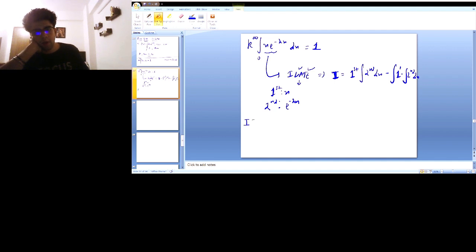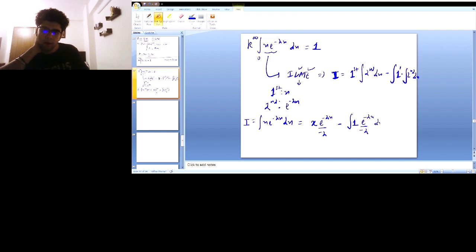So my integral I is equal to the integral of x e to the power minus lambda x dx. I'm just ignoring k for this time. The first function is x, so this x comes out. Now the integral of the second function, e to the power minus lambda x, is e to the power minus lambda x upon minus lambda, minus the derivative of the first function, which is 1, times the integral of the second function, e to the power minus lambda x upon minus lambda, and then dx, because we need to integrate this whole function. The integral of e to the power minus lambda x is e to the power minus lambda x upon minus lambda. The derivative of x is equal to 1.